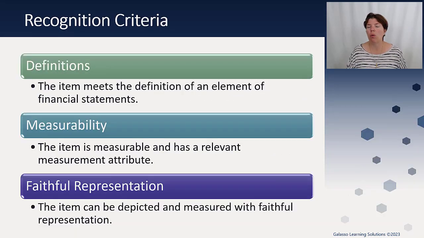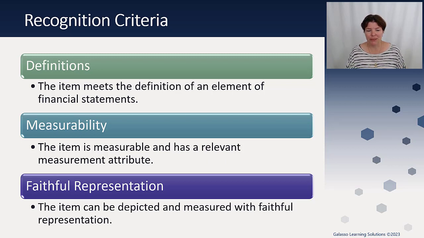And so what meets those recognition criteria? An item and its financial statement information must meet three criteria in order to be recognized in the financial statements, obviously subject to cost-benefit as well as materiality considerations. The first one is definitions. The line item has to meet the definition of an element. So it has to be revenue, expense, gain, loss, asset, or liability, as we go through it. It has to meet one of those.